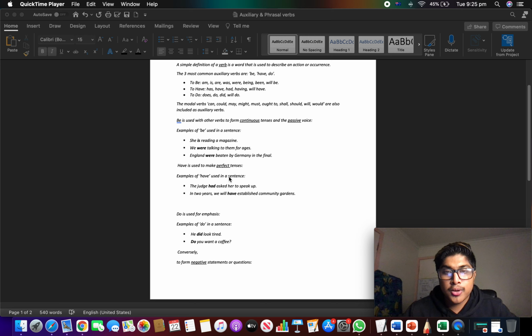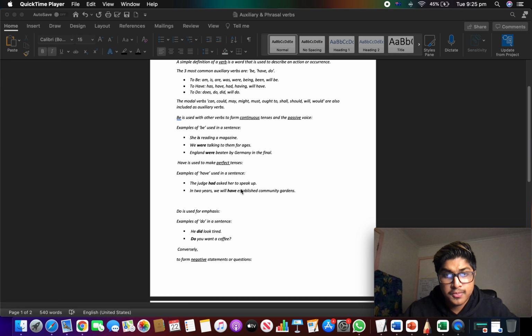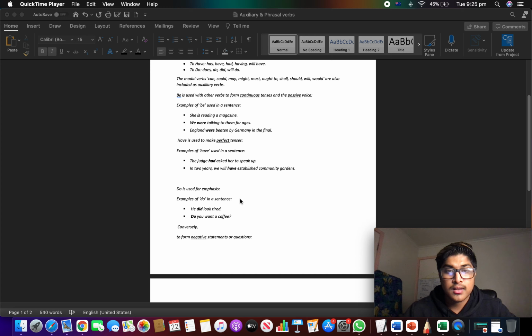Have is used to make perfect tenses. Examples of have used in a sentence are: the judge had asked her to speak up. In 2 years, we'll have established community gardens.